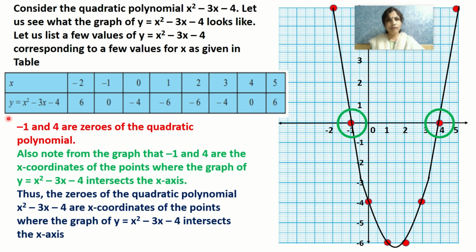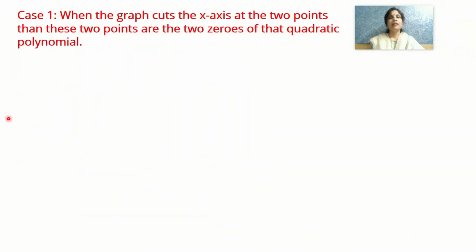So the number of points where the graph intersects the x-axis will be the zeros of the polynomial. Alright, let us move ahead. Now see, for the quadratic polynomial, we will understand different cases. When the graph cuts the x-axis at 2 points, then the 2 points are the 2 zeros of the quadratic polynomial. This is what we understood from the previous slide.